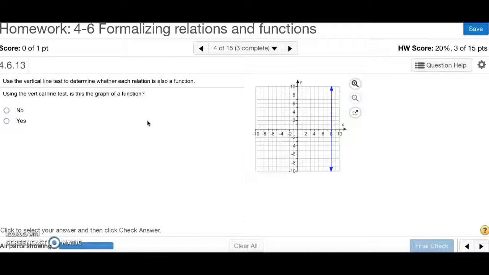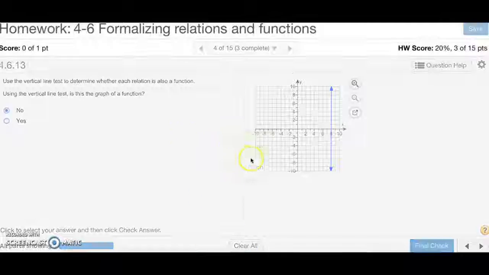Using the vertical line test, we're determining if this is a function. So we were to draw a vertical line through this function. We see that it goes through every single point on that line. That means it is not a function. For it to pass the vertical line test, it needs to intersect the function only once. So this is not a function.